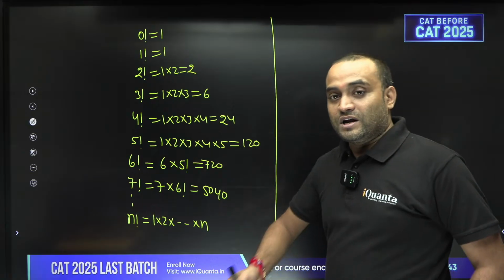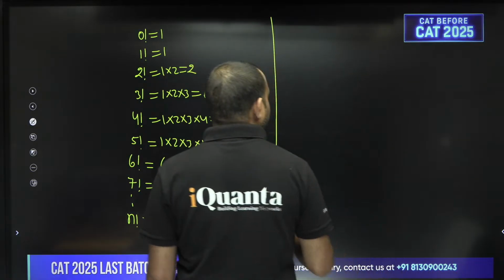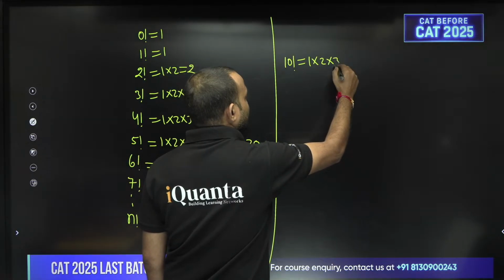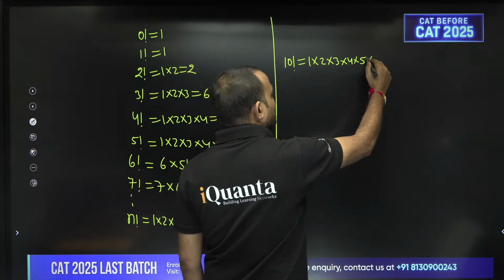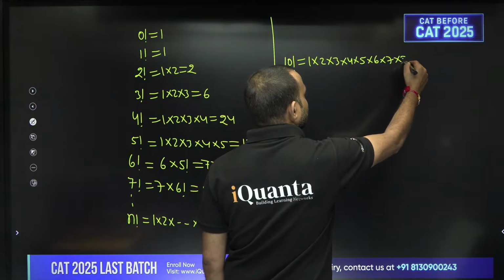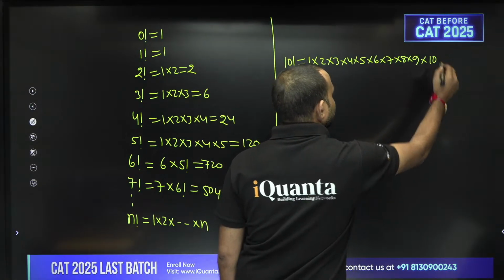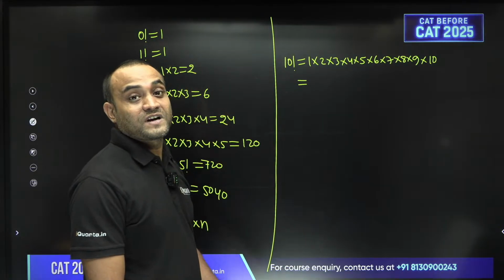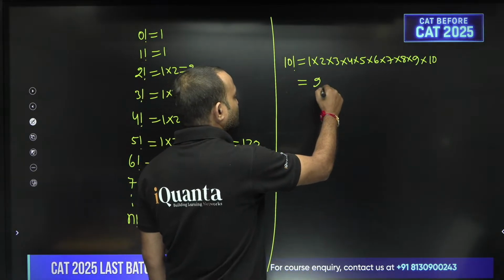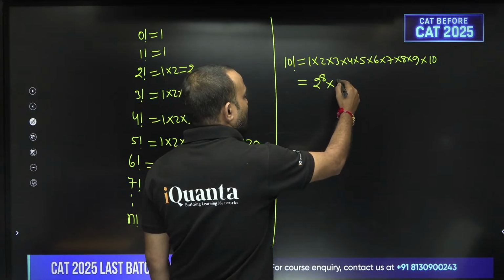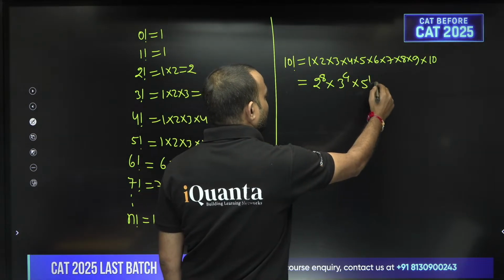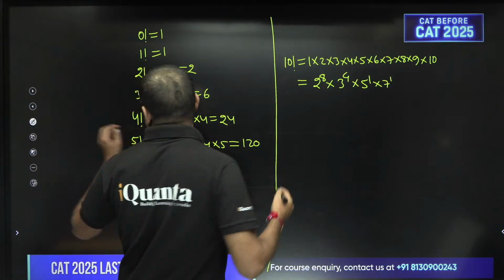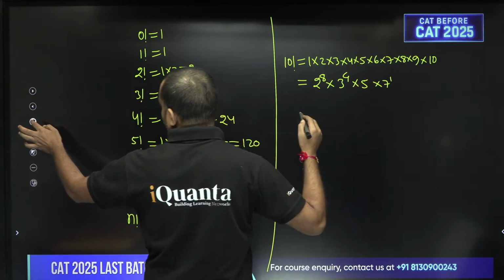Now in case of factorial, if I am writing 10 factorial, 10 factorial will be equal to 1 into 2 into 3 into 4 into 5 into 6 into 7, 8, 9 and 10. So if I write the prime factorization of this number, the power of 2 will be equal to 8. The power of 3 will be equal to 4, power of 5 will be equal to 1 and power of 7 will also be equal to 1. Power of 5 will be equal to 2.